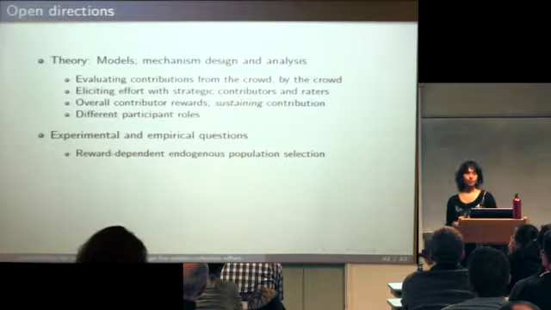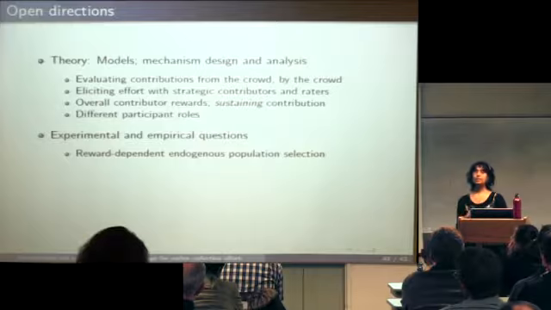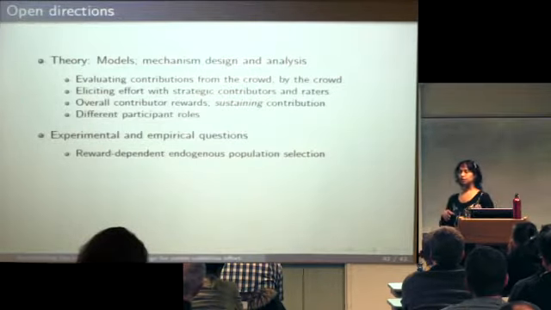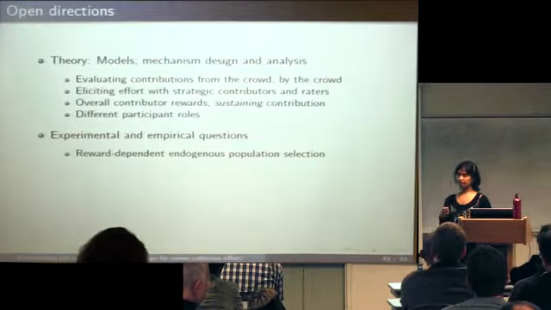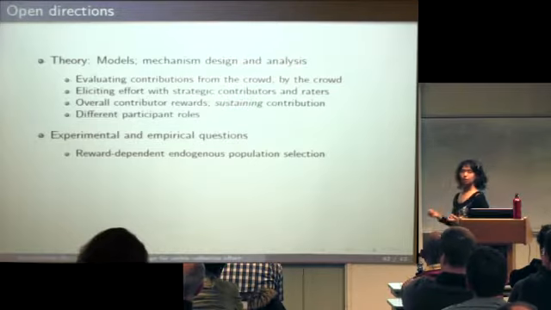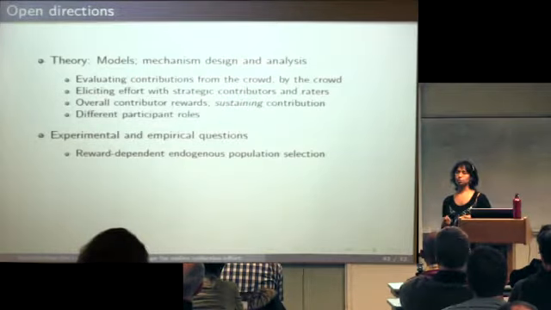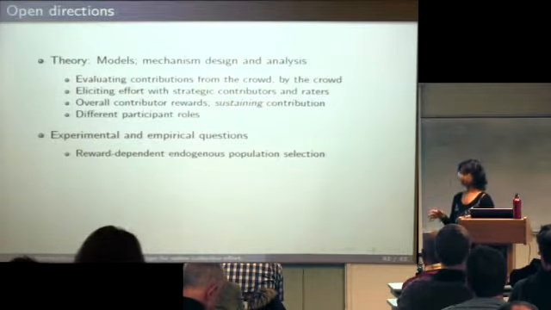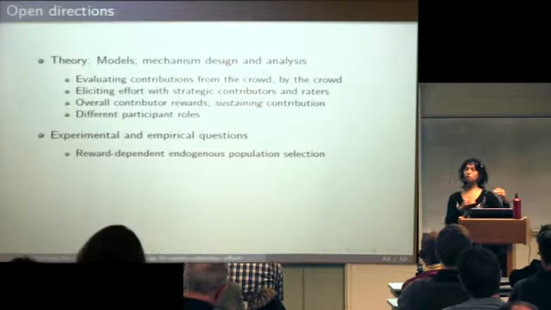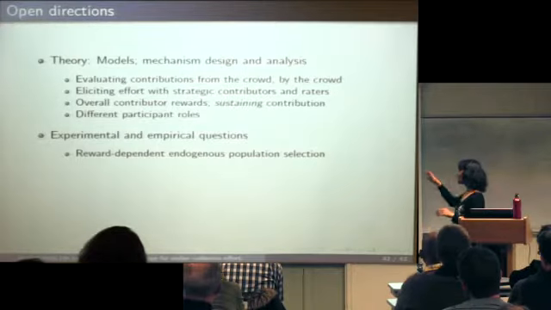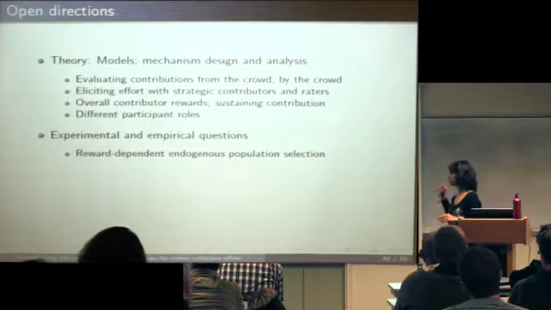What I started talking about in the context of badges was just a very simple model of overall contributor rewards. How do you think about more complex models and mechanisms for rewarding overall contribution? And one thing that I think is really important is how do you reward sustained contribution? And here there are really two aspects: what gets people to stay on in a sustained fashion, and how do you design mechanisms knowing that? So both the social psychology and the mechanism design parts are relatively open there. And there are things about different participant roles and so on.